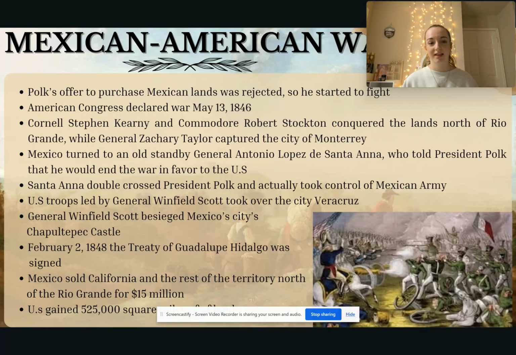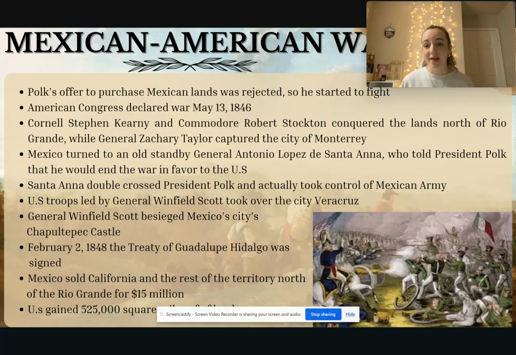And once his offer to annex and his offer to buy those lands was turned down, Polk decided it was time to fight, and he started sending troops over to Mexican territories, and American Congress declared war on May 13th, 1846. So first we see Colonel Stephen Kearny and Commodore Robert Stockton conquer the lands north of the Rio Grande River with ease. And then General Zachary Taylor pushed through setbacks to finally capture the city of Monterrey.